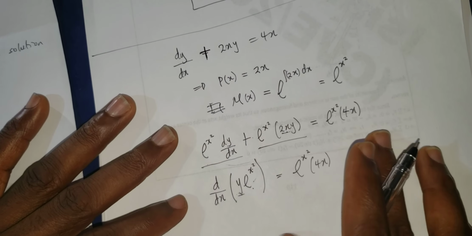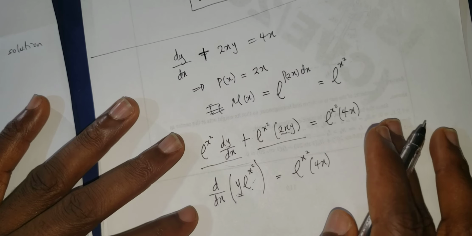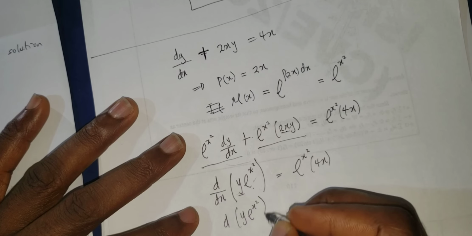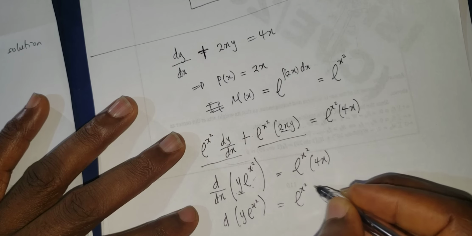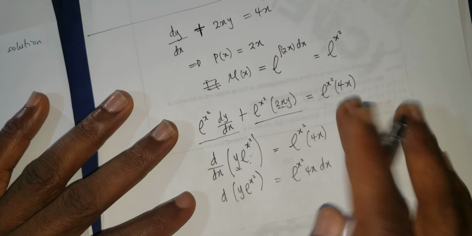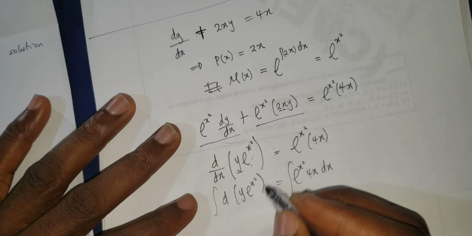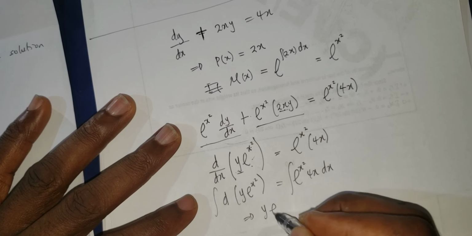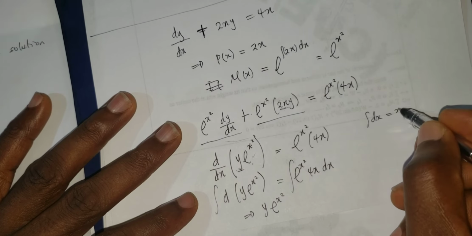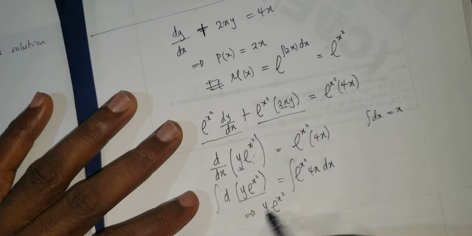Now look at this. This is now quite easy to do because the variables have been separated for us automatically. So this is just having y e raised to power x squared equal to e raised to power x squared multiplied by 4x dx. And now the integration is also very easy for us to do here. The integral of this is just going to be y e raised to power x squared, just like the integral of x is simply equal to x, plus c, of course. The integral of whatever is just equal to whatever.